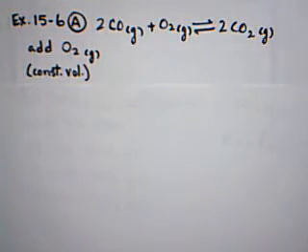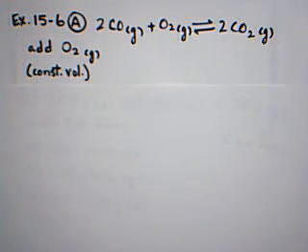Practice example 15.6a and b concern Le Chatelier's principle, the application of it. And so in A, we are given a reaction 2CO plus O2 goes to 2CO2, all in the gas phase, balanced. And the question says that if you add oxygen gas to this constant volume equilibrium mixture, how will the system react in order to reestablish its equilibrium?